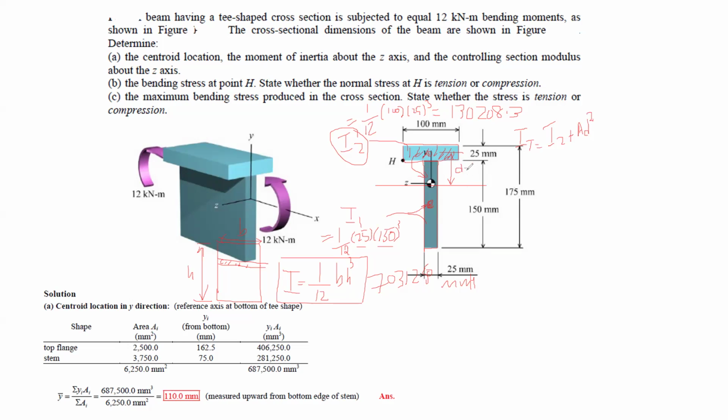So can you tell me, in this case, what is the value of D for the upper rectangle, the top flange? What should be the value of D? Where was the total centroid located? 110, right? We calculated it's 110. Is it 52.5? Total is 175 minus 110. It would be 65, right? And 65 minus 12.5, so this is around 52.5. Yes, that's true.